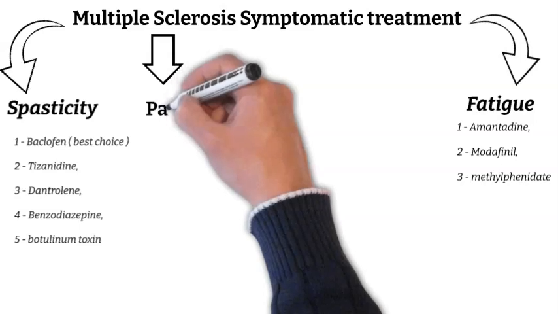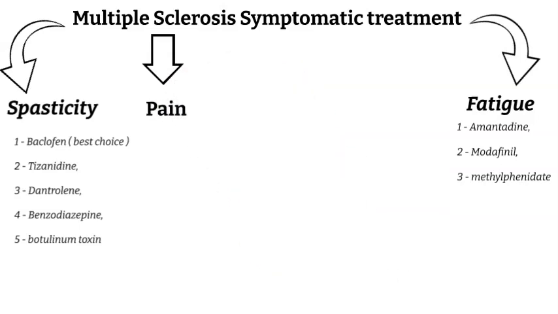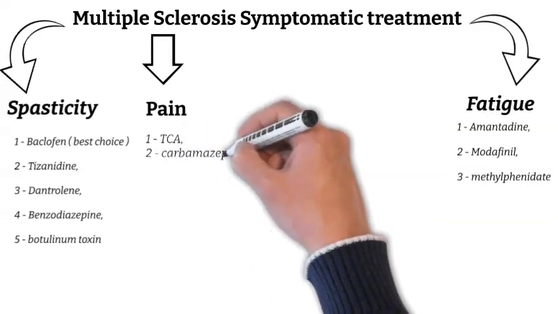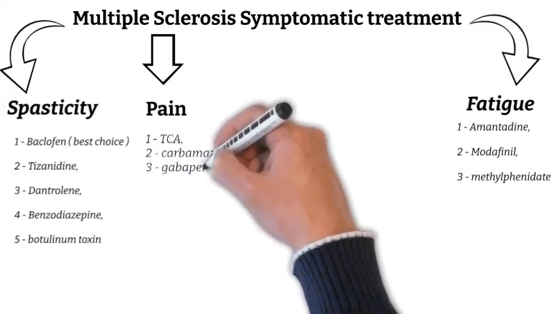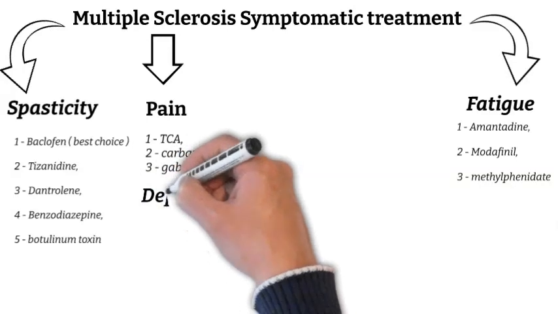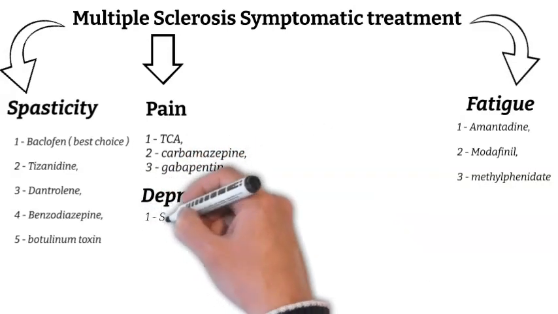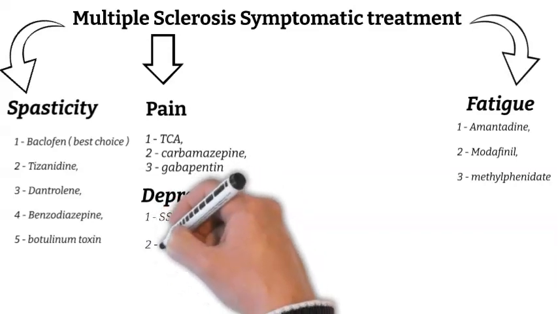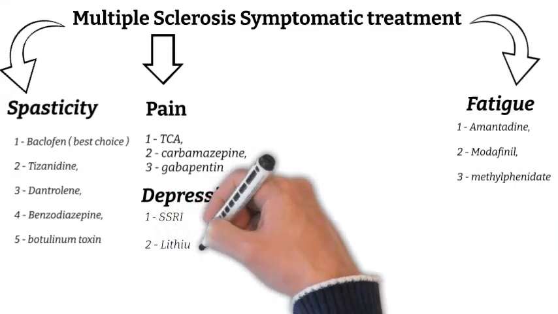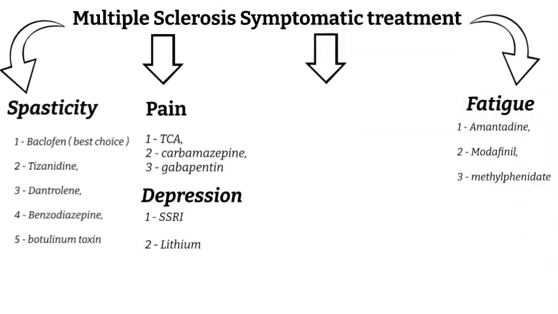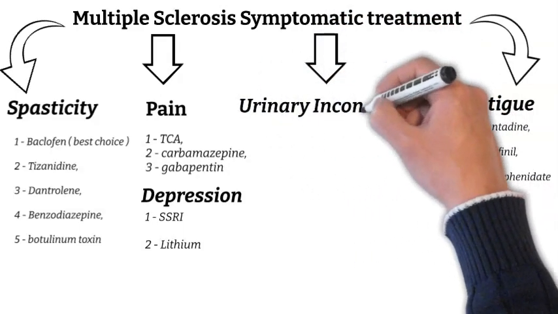What if the patient has pain? For pain, since the CNS is affected, tricyclic antidepressant, carbamazepine, gabapentin. This pain is neurological pain. So depression, remember, it's one of the most common psychological issues that will be associated with multiple sclerosis. SSRI, and lithium would be a good choice. Usually lithium for mood disorder.